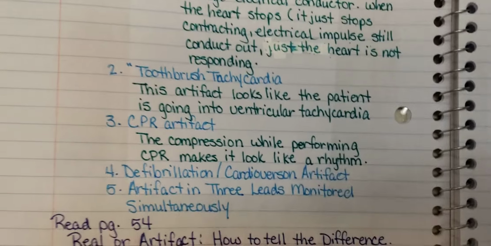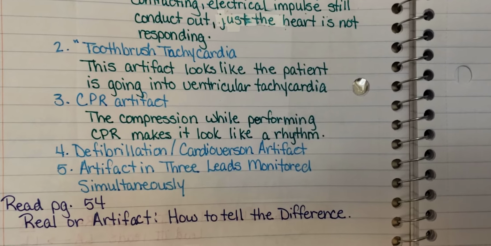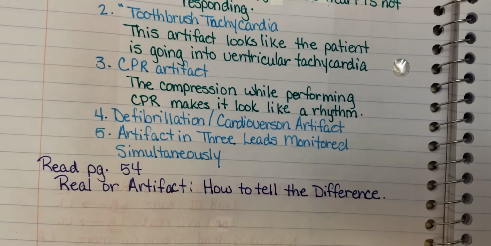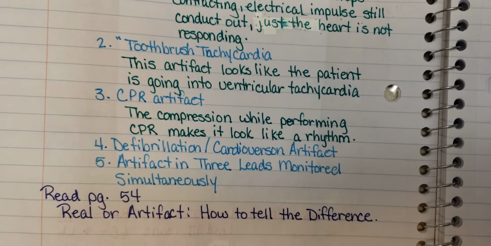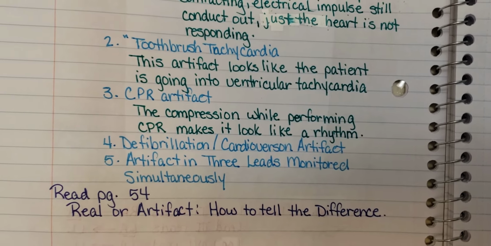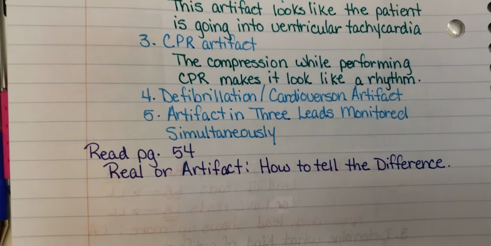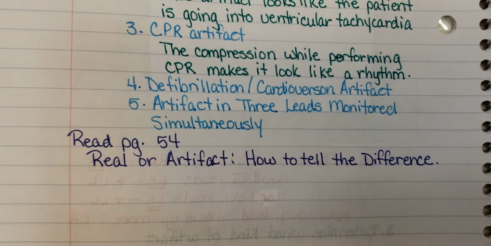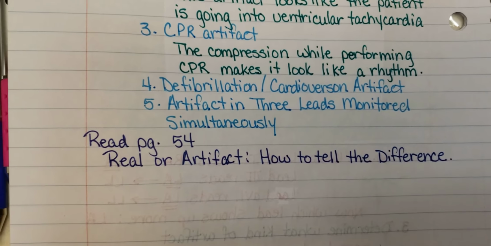Next, we have the toothbrush tachycardia. This artifact looks like the patient is going into VFib, but you can see the slight difference between a VTach and a toothbrush tachycardia. Then you have the CPR artifact. This is caused by the compressions that are being performed that make it look like a rhythm is being outputted, but it's not.